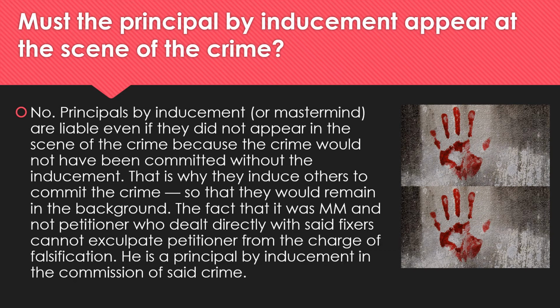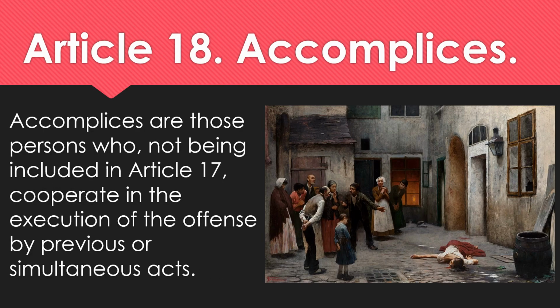So here there is a case. The fact that it was MMM and not petitioner who dealt directly with said fixers cannot exculpate petitioner from the charge of falsification. So technically, he is a principal by inducement in the commission of the said crime. We have here Article 18, accomplices. Accomplices are those persons who, not being included in Article 17, cooperate in the execution of the offense by previous or simultaneous acts.